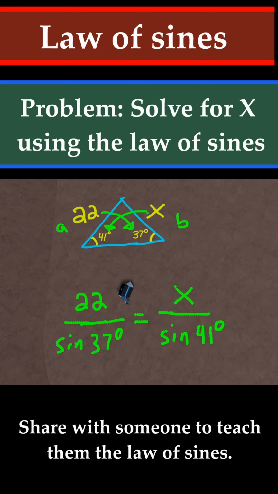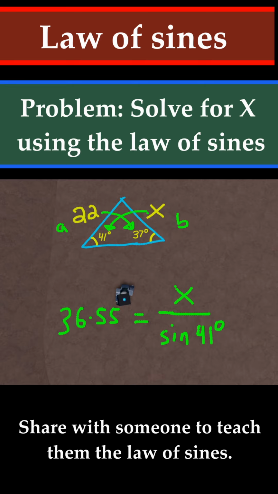Now, all you need to do is compute this and solve for x. So first, do 22 divided by sine 37 on a calculator. If you do that, you should get that is equal to 36.55. And then now you have x divided by sine of 41.